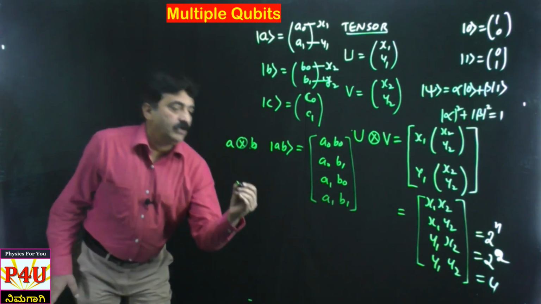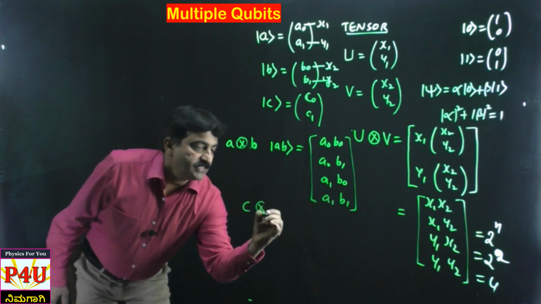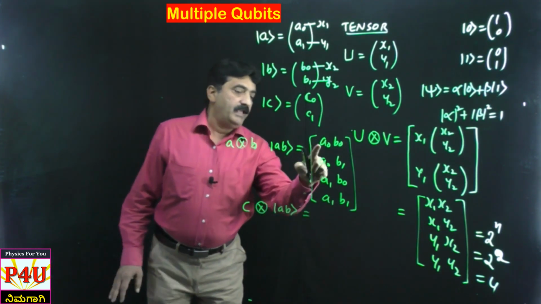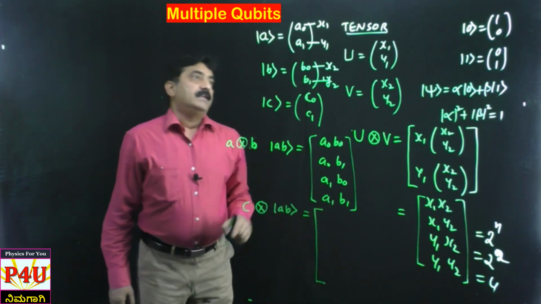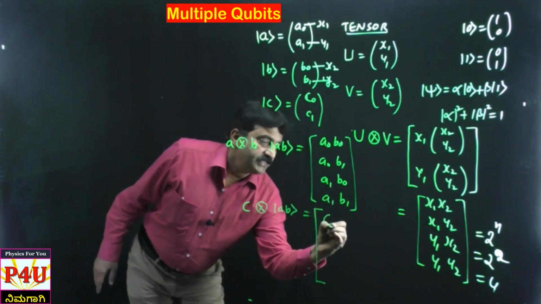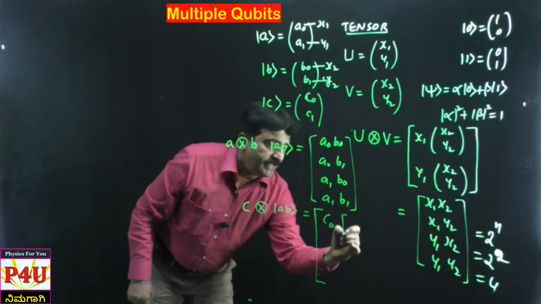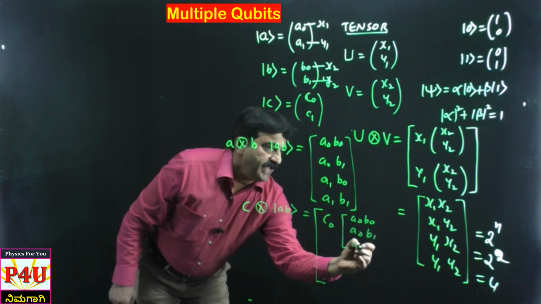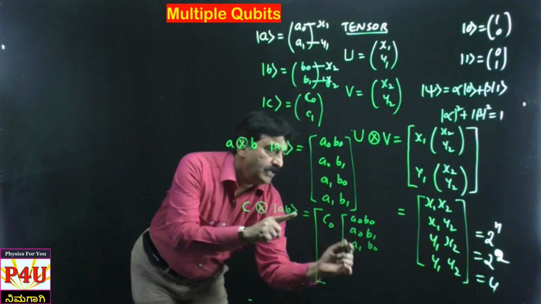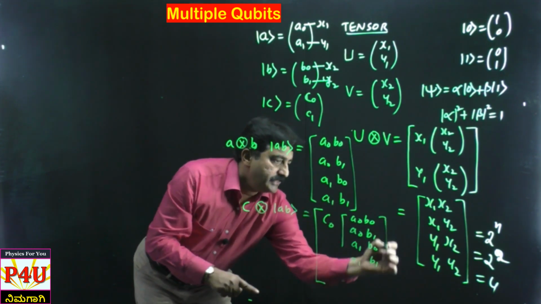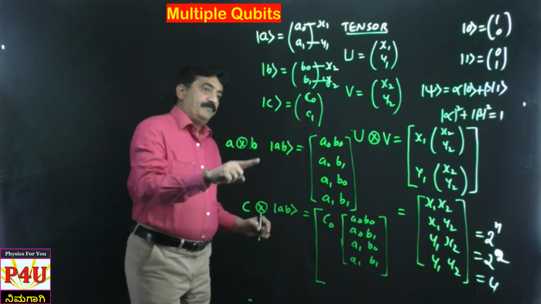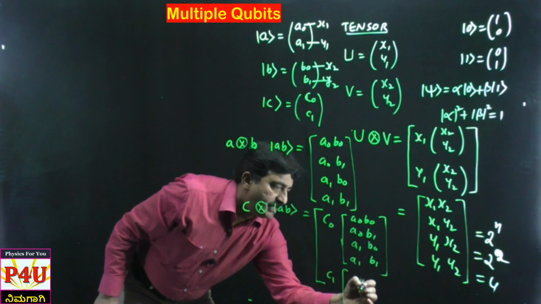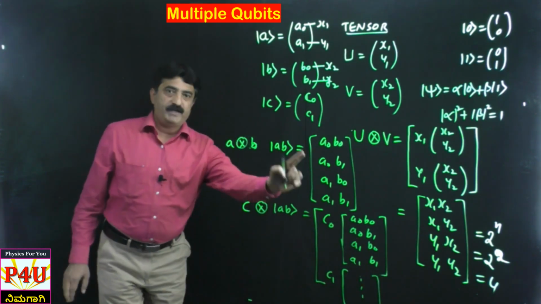Suppose I now go for C tensor product AB, you know what it will be? Yes, it is like this. C, that is C0, times this whole thing, that is A0 B0, A0 B1, A1 B0, A1 B1. This full, and then C0 over. Next C1 into just repetition of the same. Right, just repetition of the same.